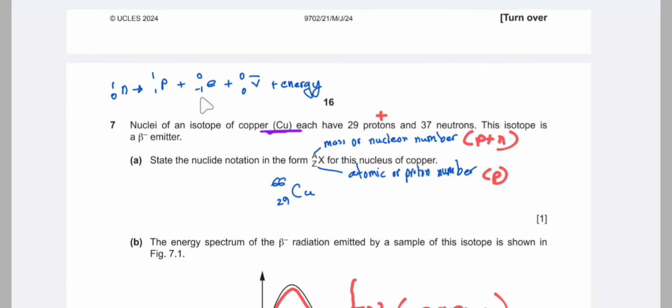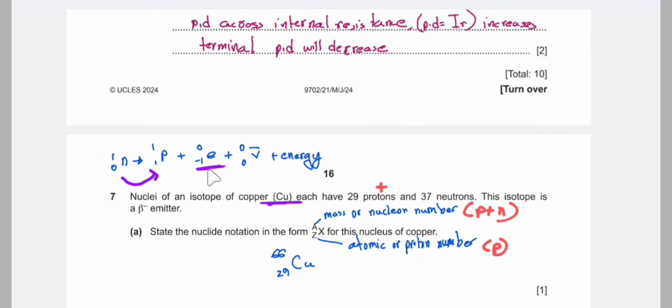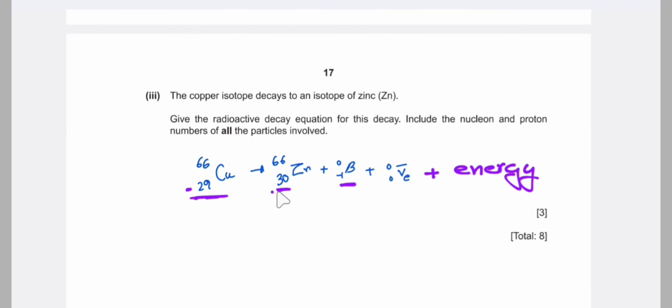Since copper is a beta minus emitter, a neutron changes to a proton. That means the proton number has increased by 1. For zinc, the proton number must have increased by 1, plus a beta minus particle is emitted and an antineutrino is emitted, also energy is emitted. So a neutron changes to a proton, a beta minus particle, an antineutrino and energy. So copper changes to zinc, a beta minus particle, an antineutrino and energy.